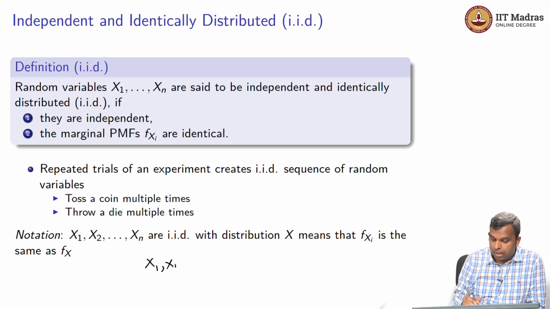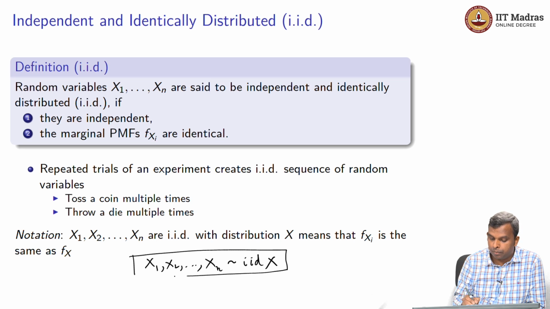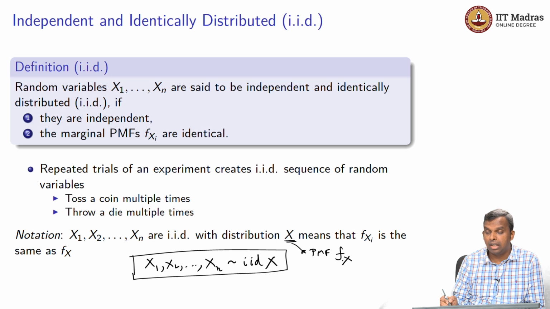I'll say X1, X2, ..., Xn are IID X. If I say this, what does this mean? There's first of all a random variable X with PMF fX. So that's the distribution, the common distribution here. And these n random variables X1, X2, ..., Xn are all IID according to the same distribution of X. So they all will have the same marginals, and the marginal will be the marginal of X. That's the way to think of this notation.